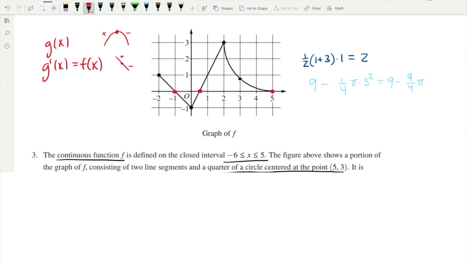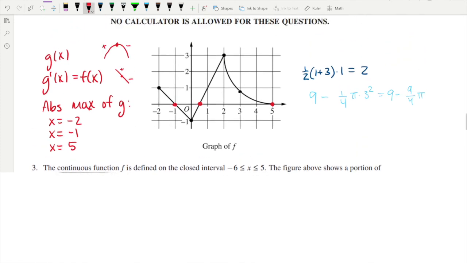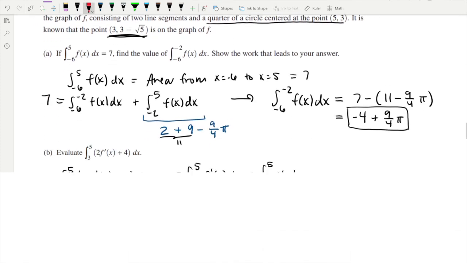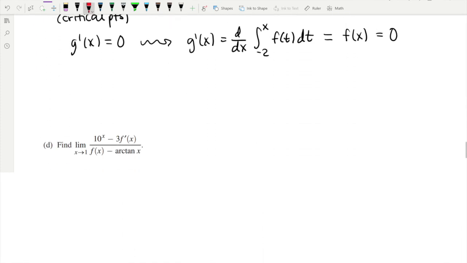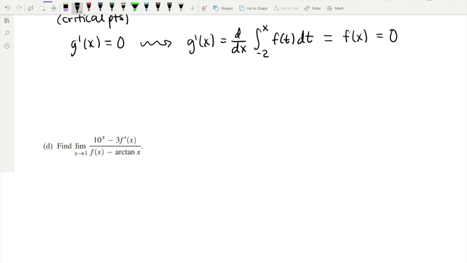So our absolute max of g could happen at x equals the endpoint, -2, x equals the relative max, -1, or the other endpoint, x equals 5. So those are the three values that we need to test, to plug into g to find what their value is and see which one is biggest. So I would make a little table here.